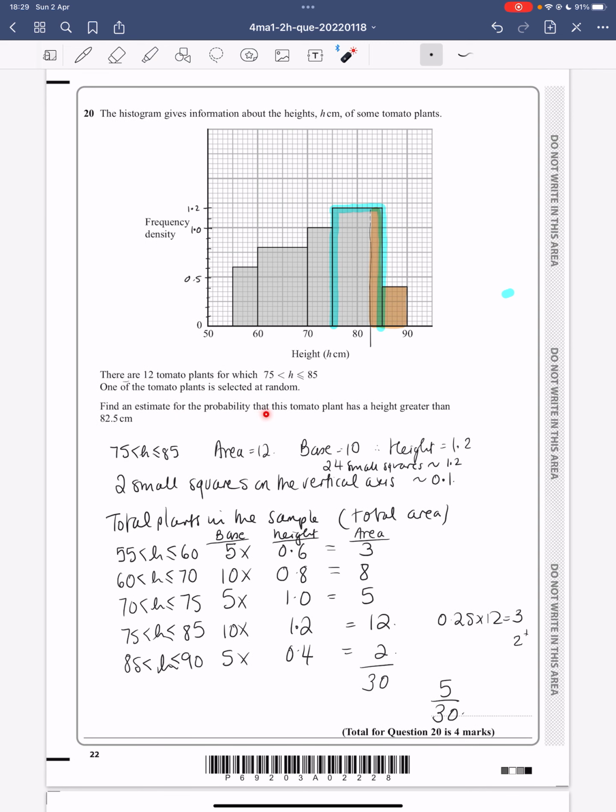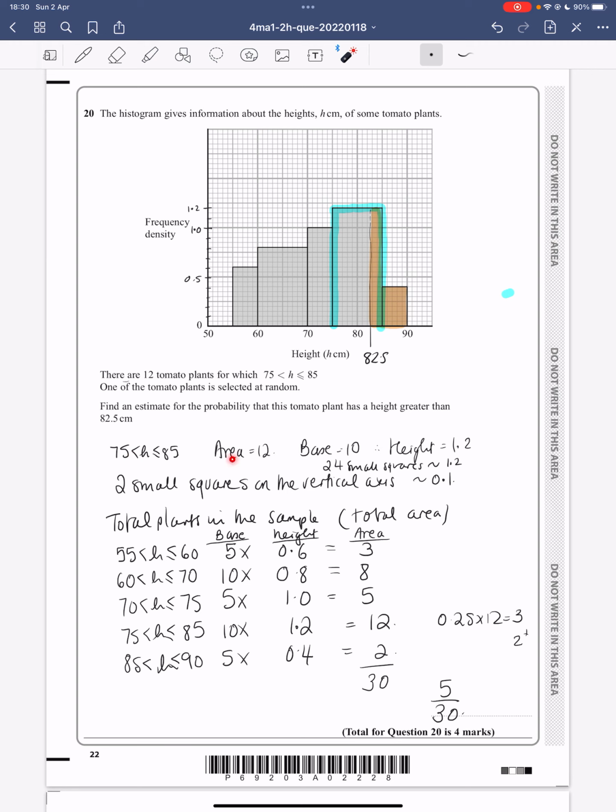Find an estimate for the probability that the randomly selected tomato plant has a height greater than 82.5. Look, I marked that on yesterday. 82.5. So it's 75, 80, 85, so halfway there. Okay, so all this is set out here. So the 75 to 85.